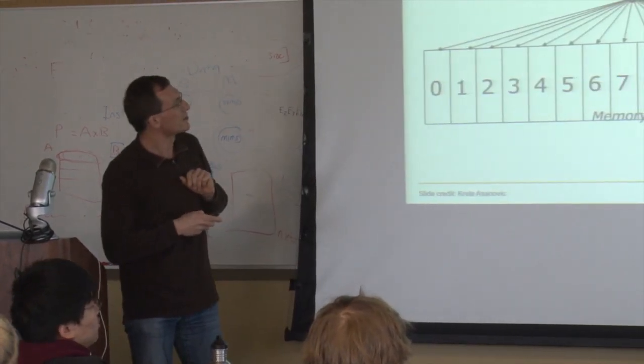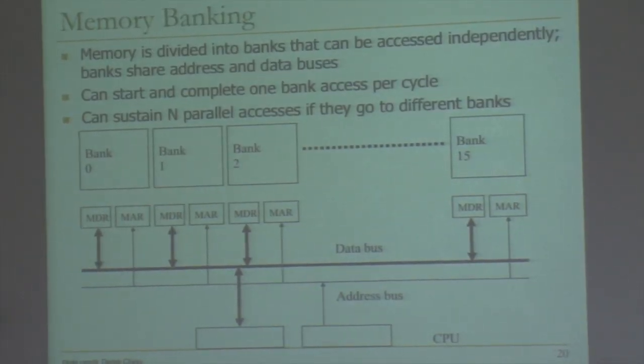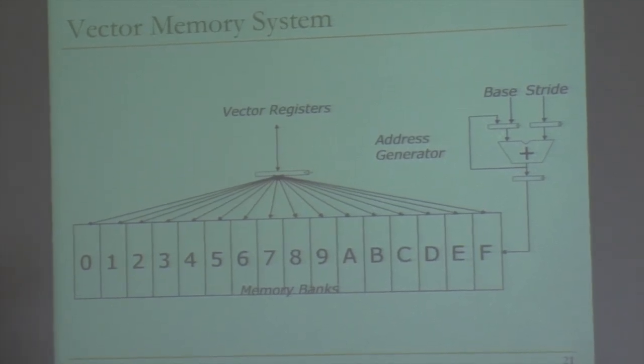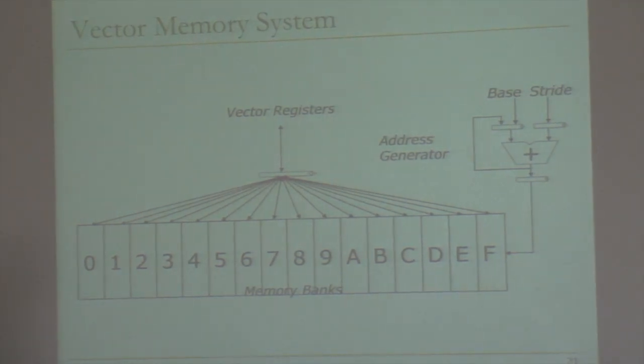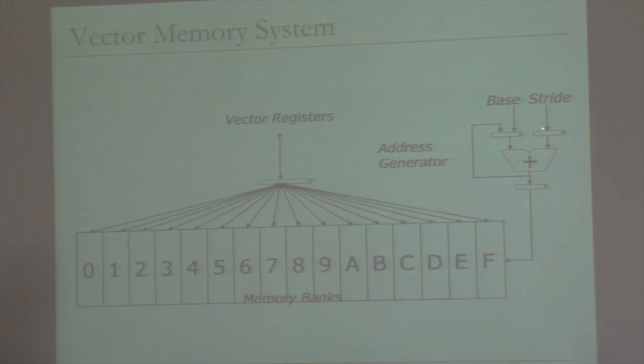OK. So a vector memory system actually looks like this. We can think of this over here as memory banks. Whenever you do a vector load or a vector store, the base address of the vector load, as we will see later, is put here. The stride is put here. In consecutive cycles, you take the base address, add the stride to it, and change the base address to be base plus stride. In the next cycle, you add the stride again, you get base plus 2 stride, then base plus 3 stride, base plus 4 stride, and so on.